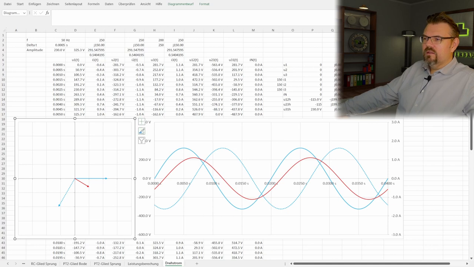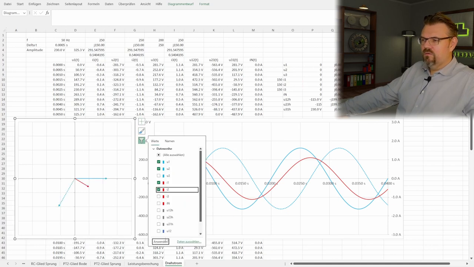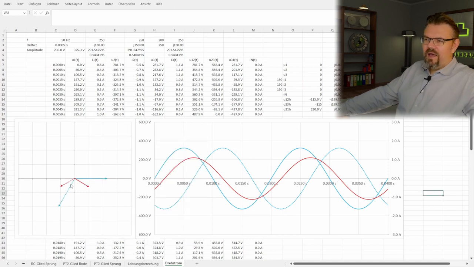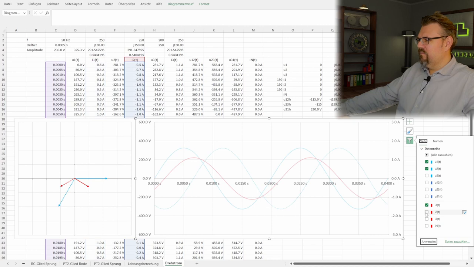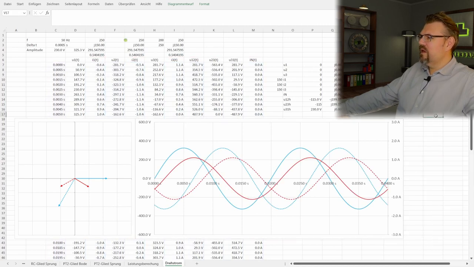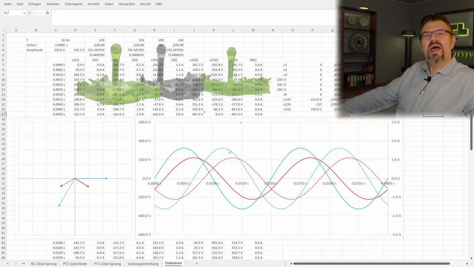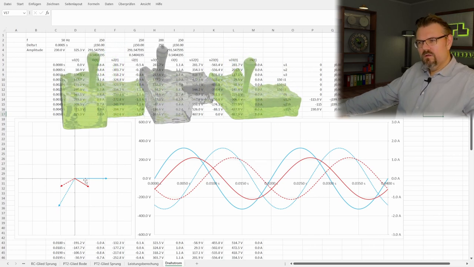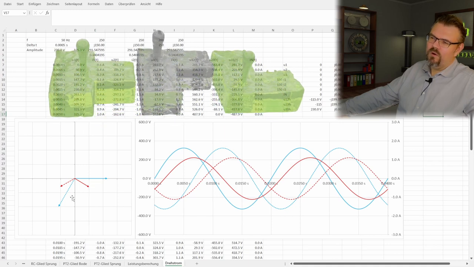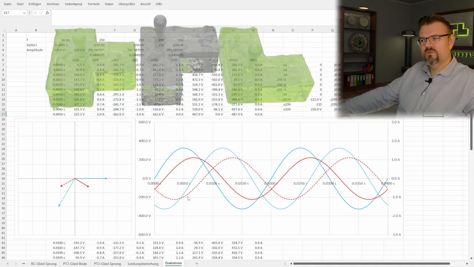All right, let's also have a look at I2. I use the same impedances in every phase right now. So I2 looks exactly like I1, but exactly behind U2. So U1 is producing I1, U2 is producing I2.